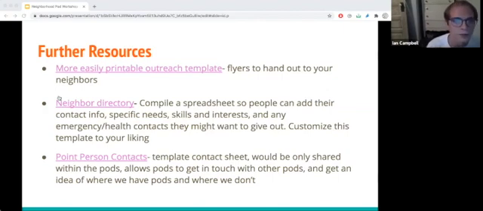So again, we've got the flyers to hand out to your neighbors under the more easily printable outreach template. We've got a neighbor directory. That's a template you can make a copy of, and you can customize it to your liking. We've got a template contact sheet for point persons in your community. That would only be shared within the pods, and it would allow different pods to get in touch with other pods and get an idea of where you have pods and where you don't have pods.